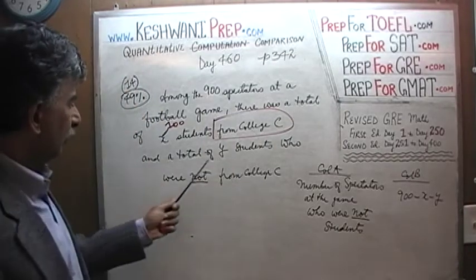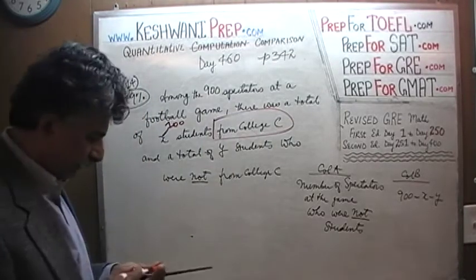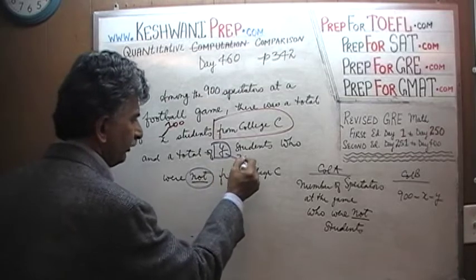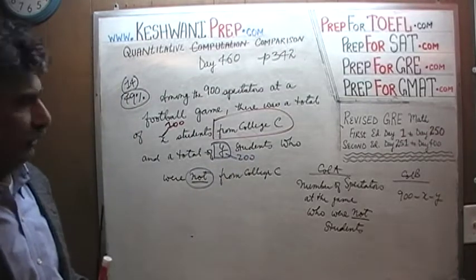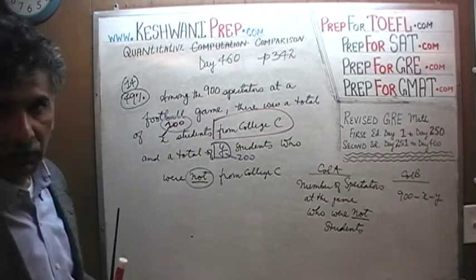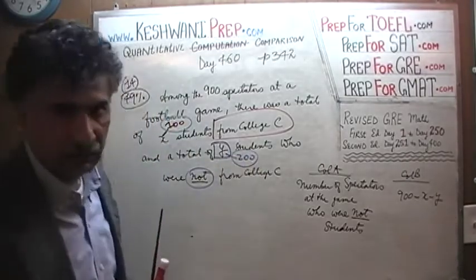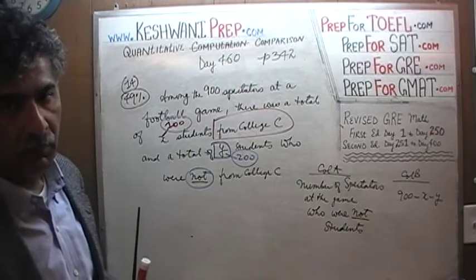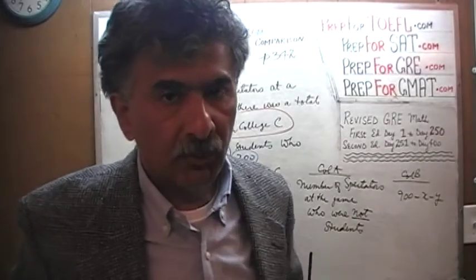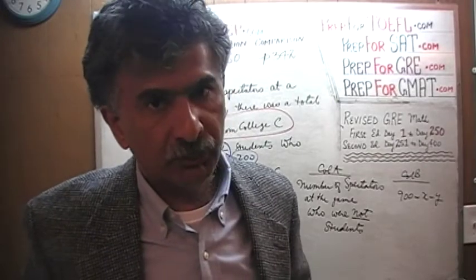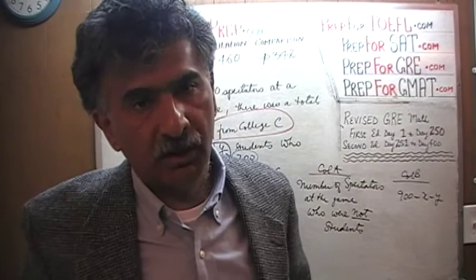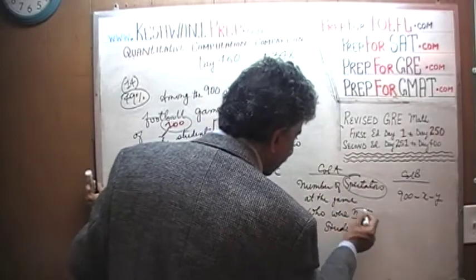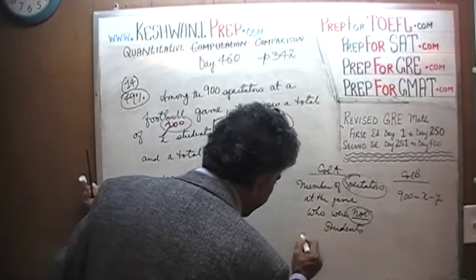And let's also pretend that a total of Y students, let's put them in a different color, a total of Y students who were not from College C. Let's pretend there were 200 students from other colleges. Well, if there were 100 students from College C and 200 more students who were not from College C, they're telling us that altogether there were 300 college students at the game. 300 college students were at the game, of which 100 were their own students, College C, and 200 students came from other colleges to watch the game. And the question here is the number of spectators at the game who are not students. Well, there were 900 people to begin with.